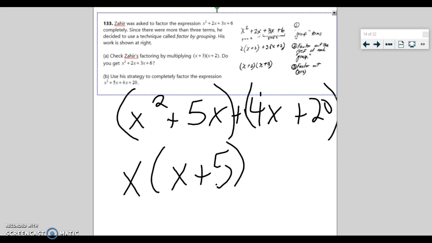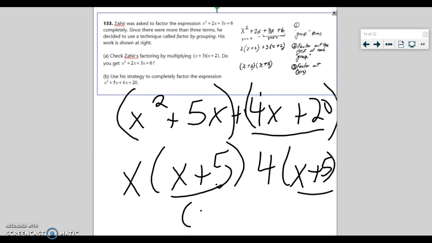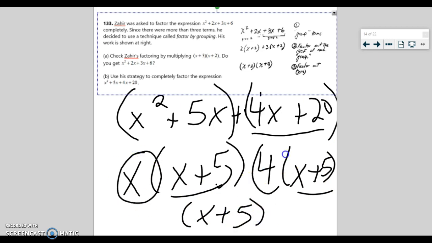Same thing here. I'm going to find the greatest common factor. The greatest common factor of this is 4. I'm left with x plus 5. So I know that these two are similar. So my first one is x plus 5. And then my second one, I know I have an x and I have a 4, so it's going to be x plus 4.